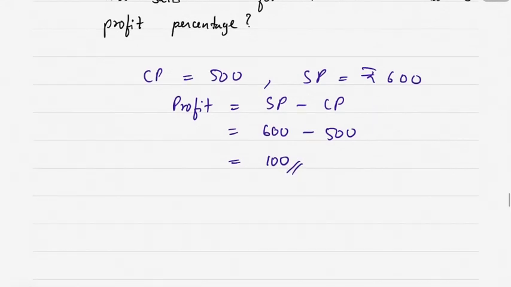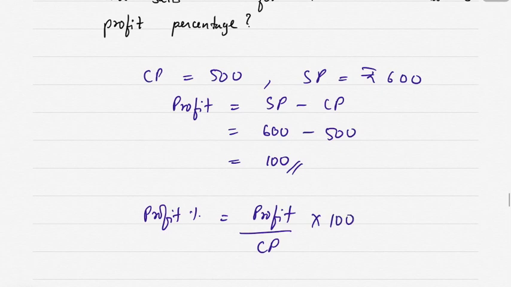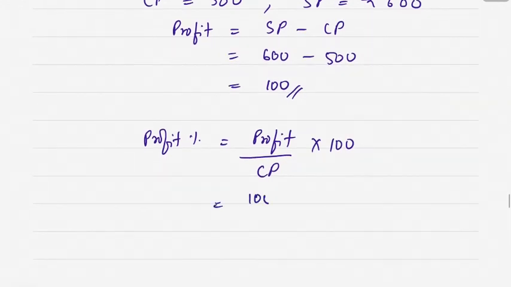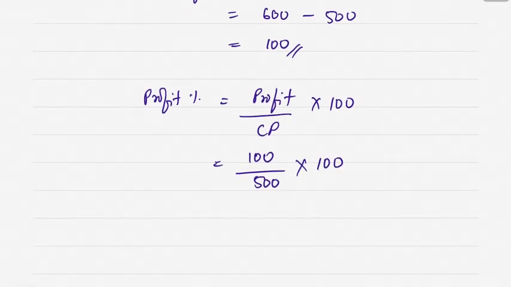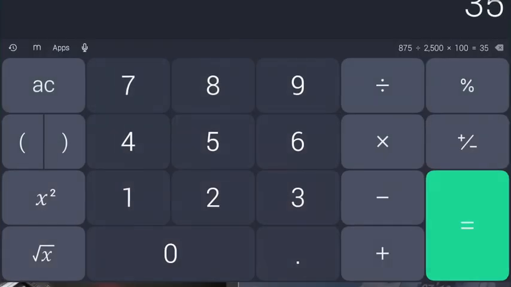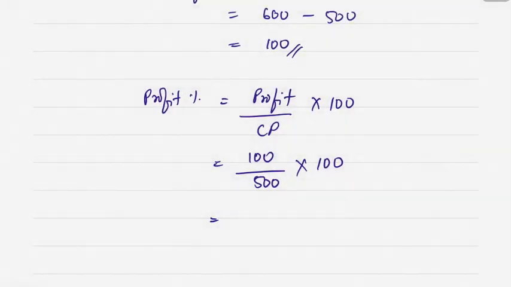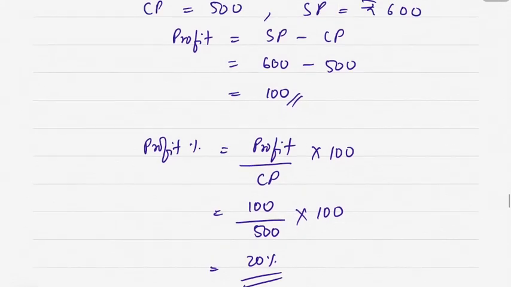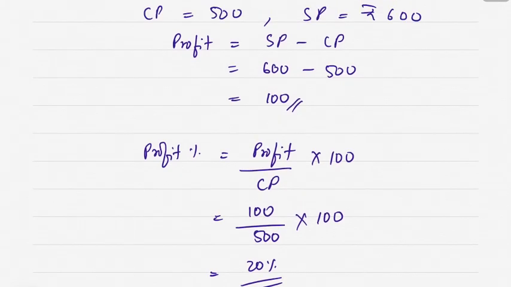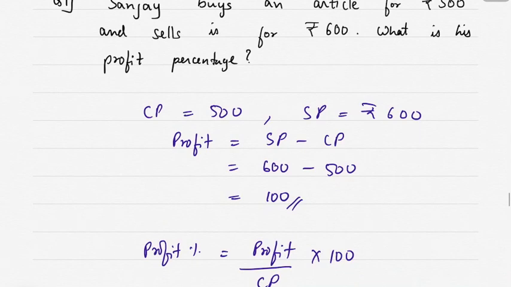What is his profit percentage? So profit percent is equal to profit upon cost price into 100. So 100 upon 500 into 100. 100 upon 500 into 100 is how much? 20%. So 20%. Right?